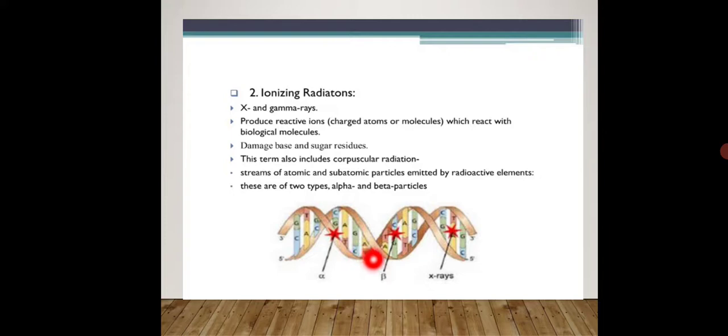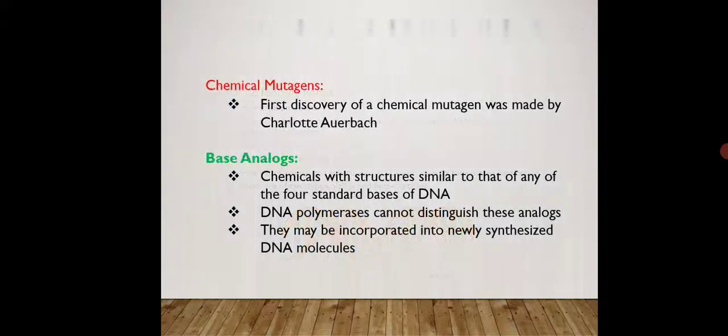Then there are two types of particles, alpha particles and beta particles. Alpha particles have two protons and two neutrons. Beta particles are electrons. Alpha and beta have the ability to penetrate inside the nucleotide. They damage the base pairs, and plus they disrupt the sugar phosphate backbone.